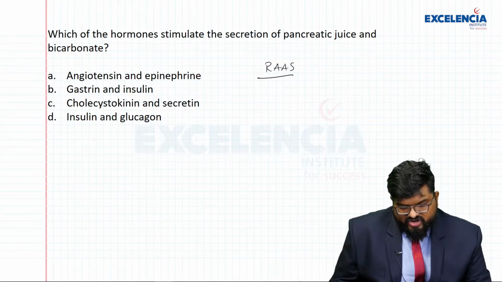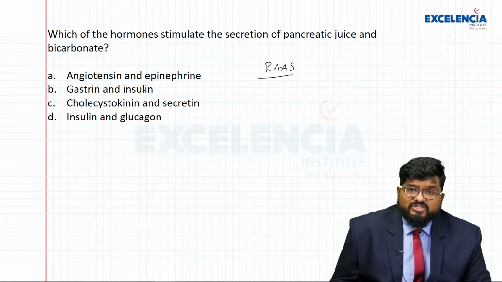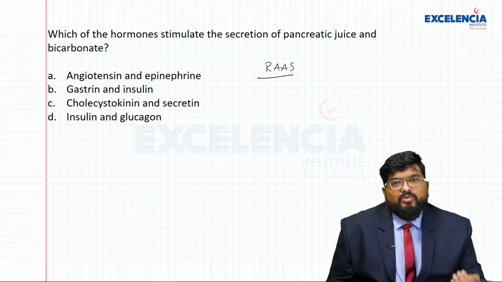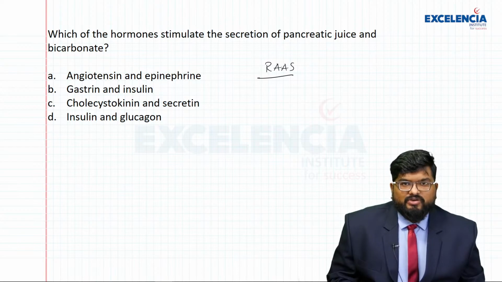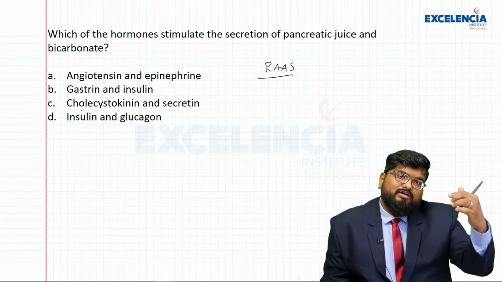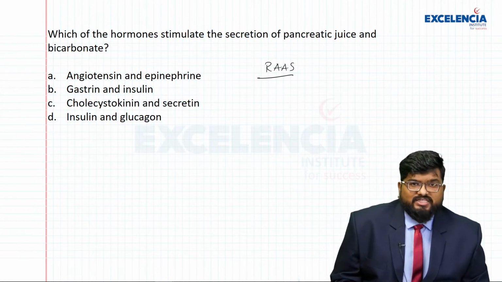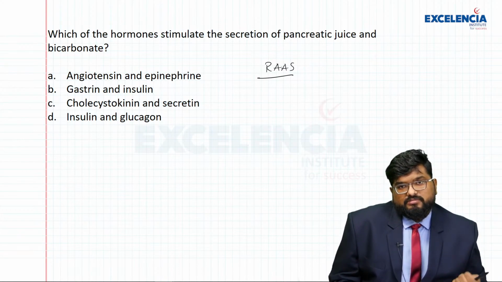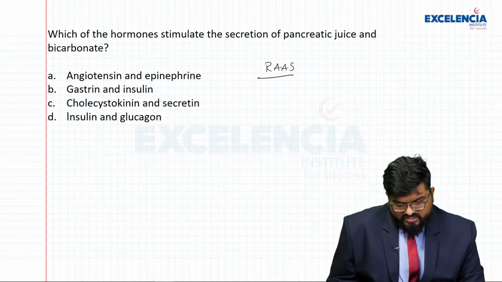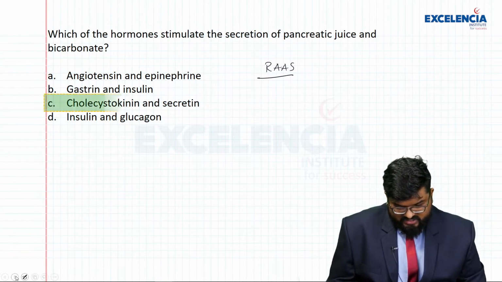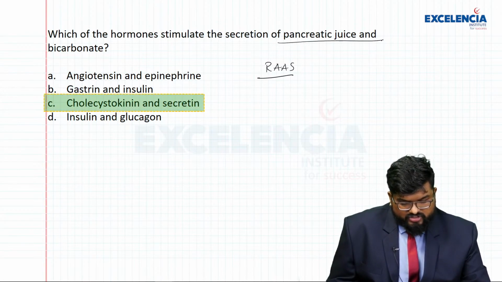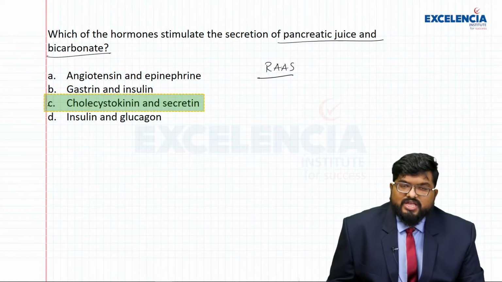Next, gastrin and insulin. Insulin is the hormone that is responsible for lowering the blood glucose level. Gastrin is the hormone that tells the gastric glands to secrete gastric juice. Cholecystokinin and secretin are actually the ones that are responsible for this particular function, the secretion of pancreatic juice and bicarbonates.